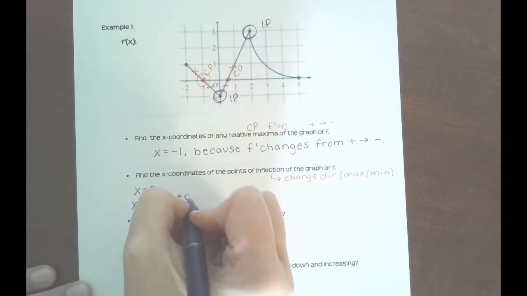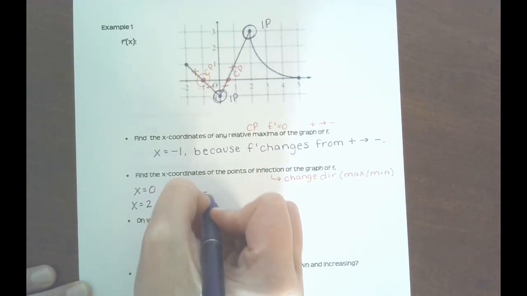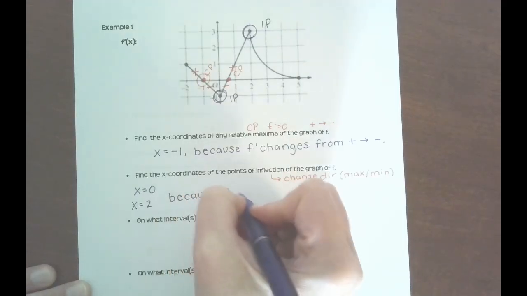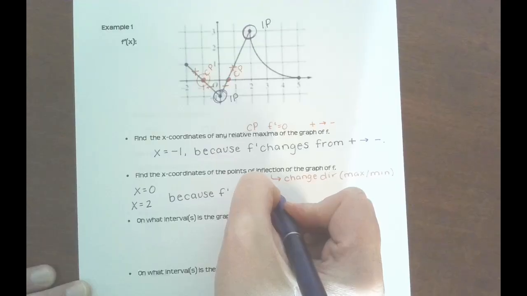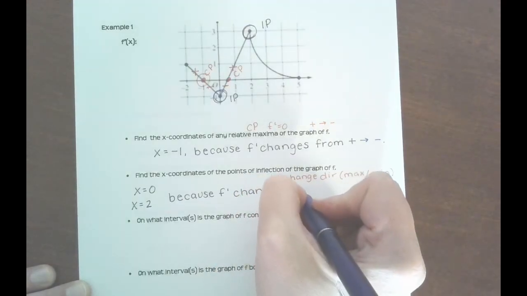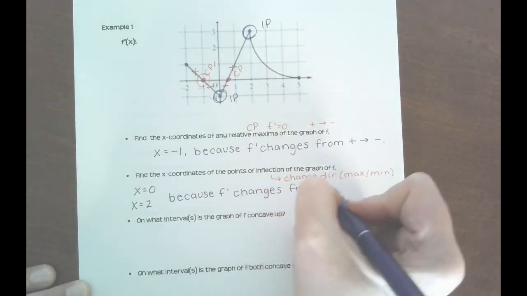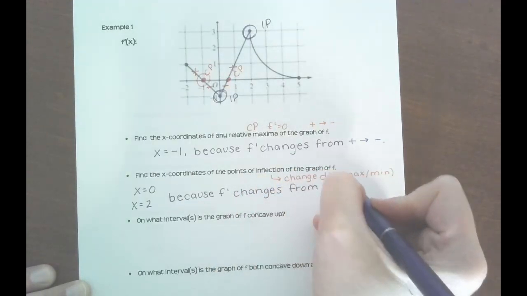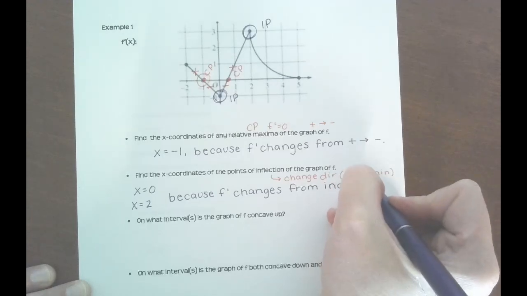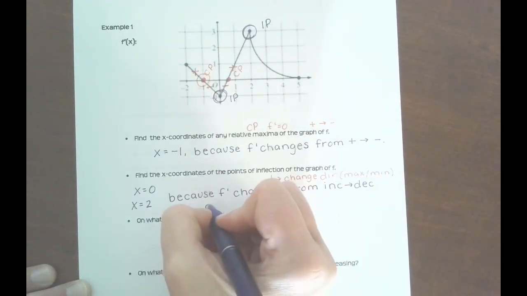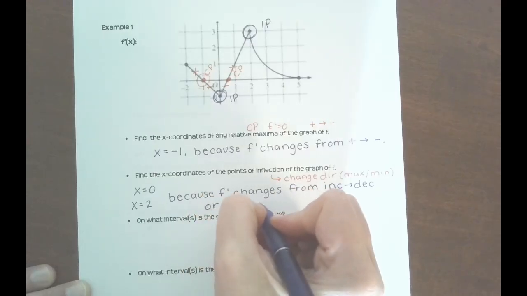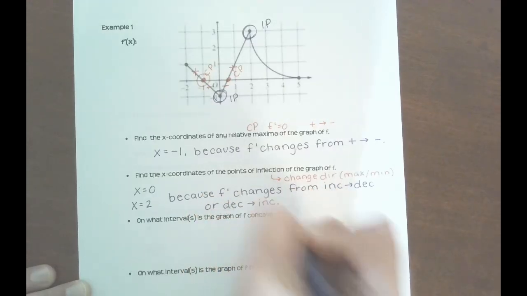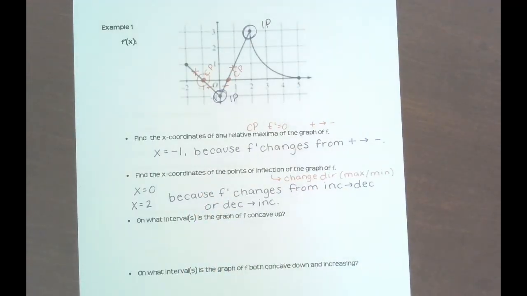because f prime changes from increase to decrease or decrease to increase. Now, that answer right there is what I'm hoping to see from you.